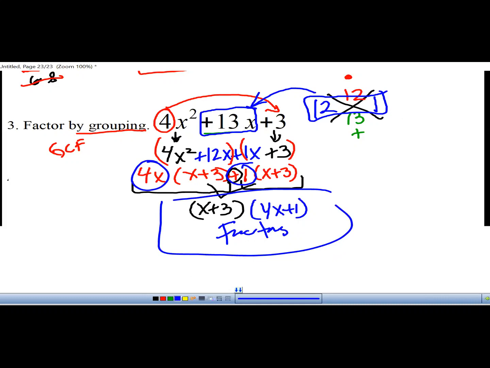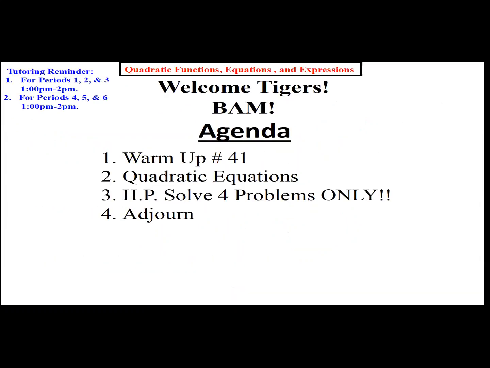All right, let's move on. Our agenda for today. Write this down. Warm-up number 41, we're looking at quadratic equations. And you're like, what? Yeah, we're coming back to them because we need to finish off. I just gave you part of it first semester. Now we're coming back to them. And for tonight, you're going to have 4 problems for homework, only. Only 4 problems.